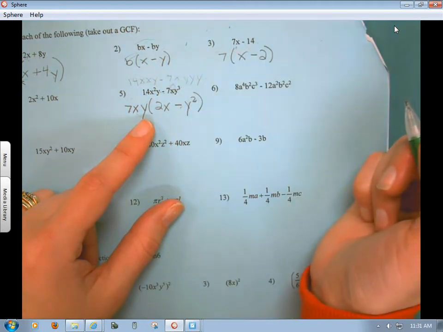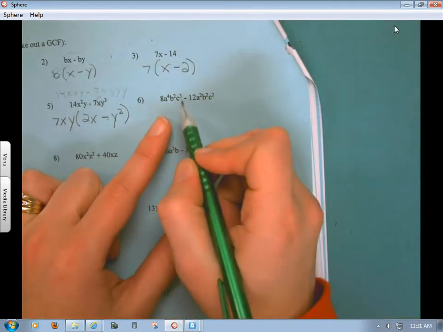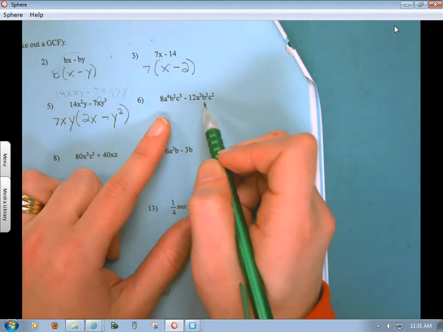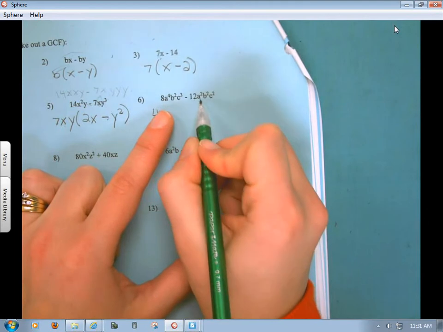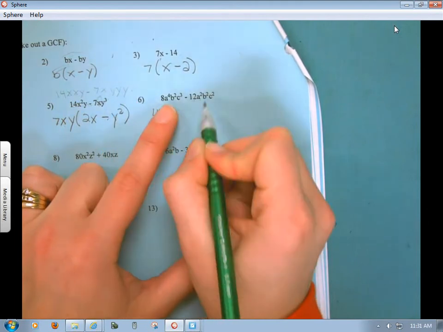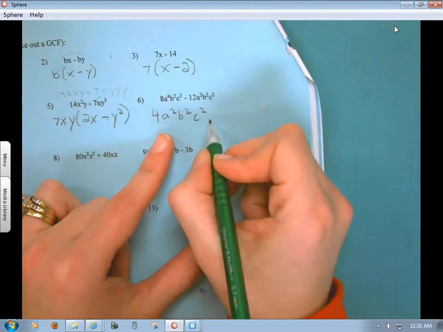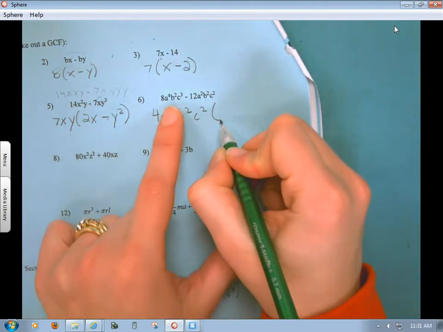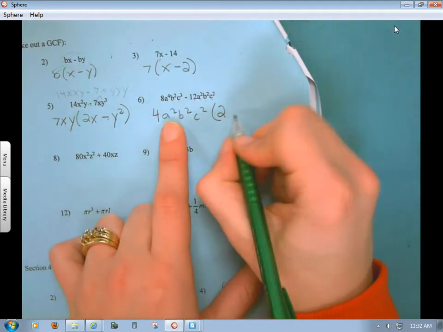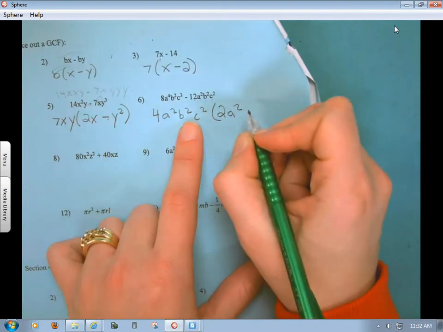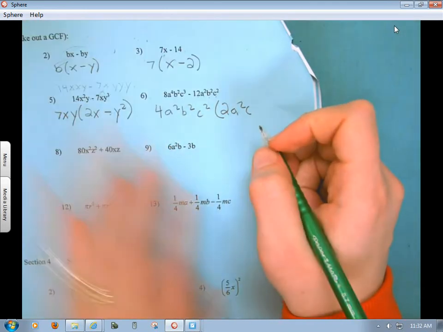Okay. All right, let's move along. 8 a to the fourth b squared c to the third, minus 12 a squared b squared c squared. 8 and 12 have 4 in common. A to the fourth and a squared. B squared and b squared. C to the third and c squared. That's the GCF. Divide it out. 8 divided by 4. A to the fourth divided by a squared. B squared divided by b squared. C to the third divided by c squared. Sorry, it's hard to write in this crease over here.